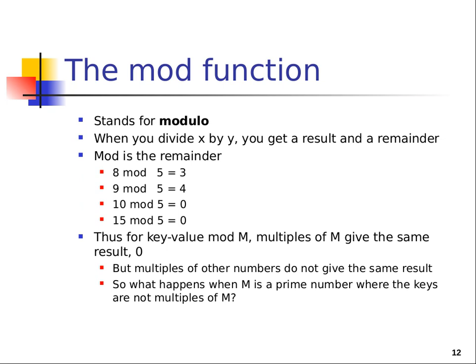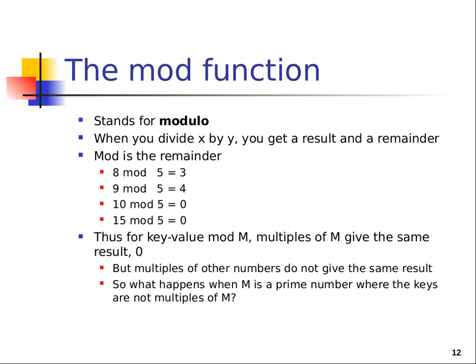So hopefully 8 mod 5 is 3. Y'all good with that? You can live with that? Oh, good. I'm glad. 11 mod 5 is? 1. All right, we're doing great.